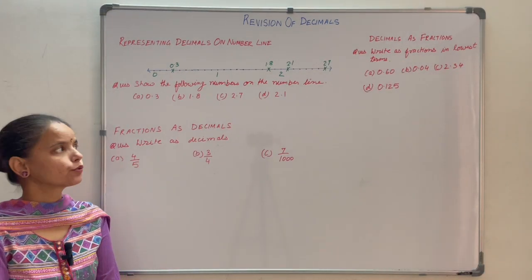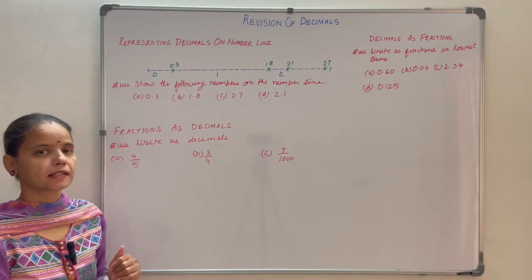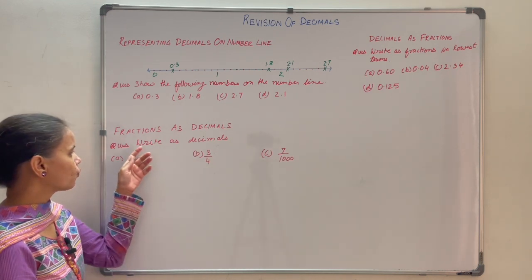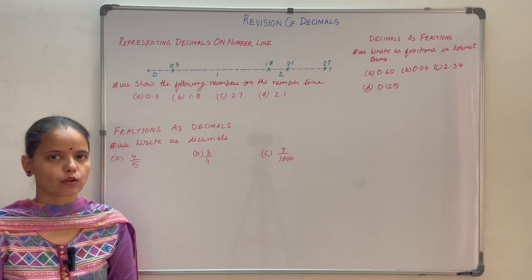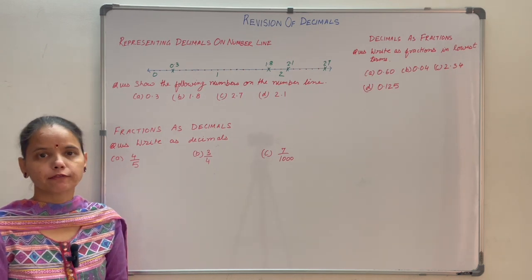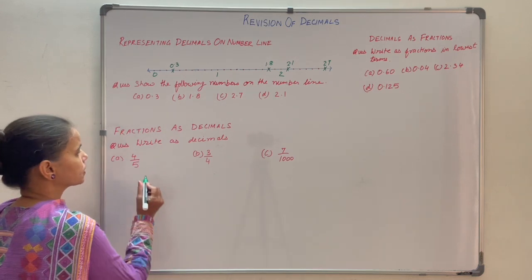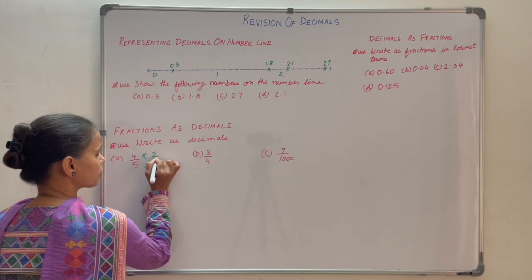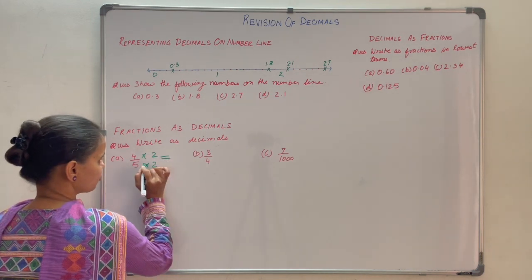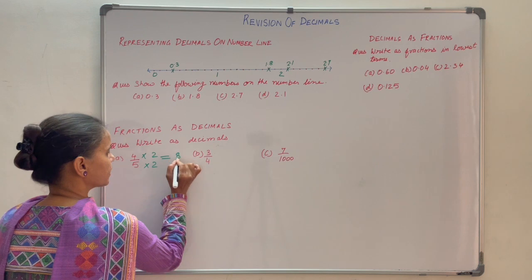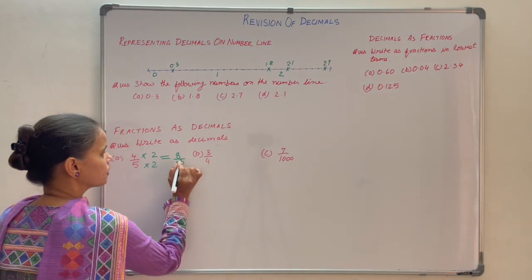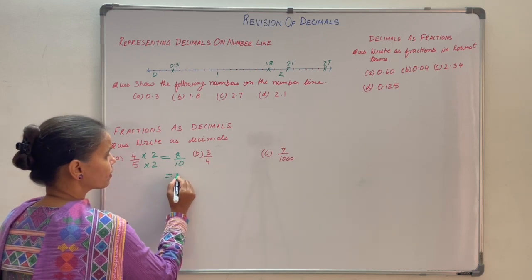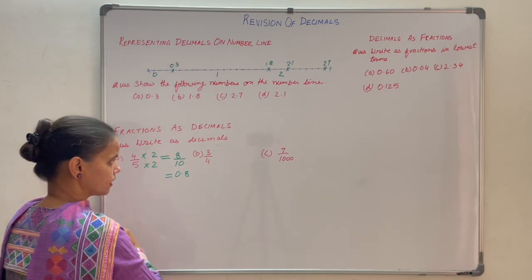Let us now see how to convert fractions to decimals. So write these numbers as decimals. So 4 by 5. 5 is a factor of 10. So if you multiply 5 by 2, you get 10 in the denominator. If you're multiplying the denominator by 2, you have to multiply the numerator also by 2 so that the number remains unchanged. So 4 into 2 is 8, 5 into 2 is 10. So this is 8 by 10. So this is the 10th place. So you can write it as 0.8.